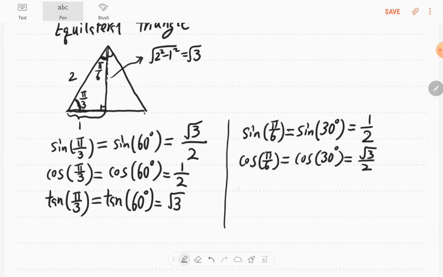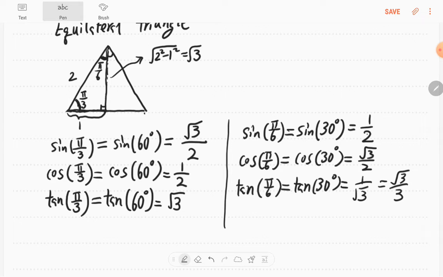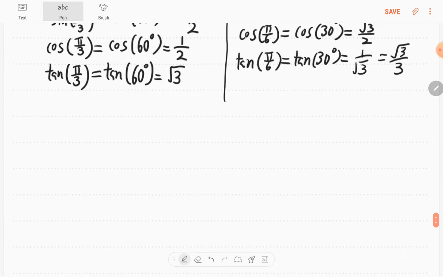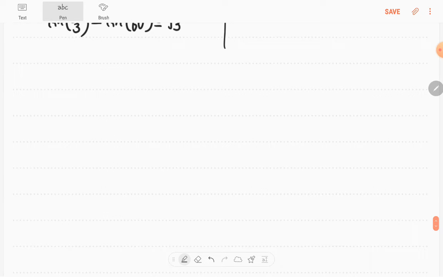And the tangent of pi over 6, which is equal to tangent 30 degrees, is 1 over square root 3. Or you can write it as square root 3 over 3. So these are the results you should know, okay? You should be very familiar with that.